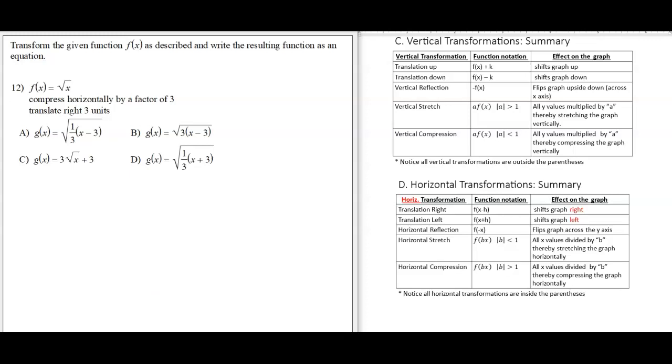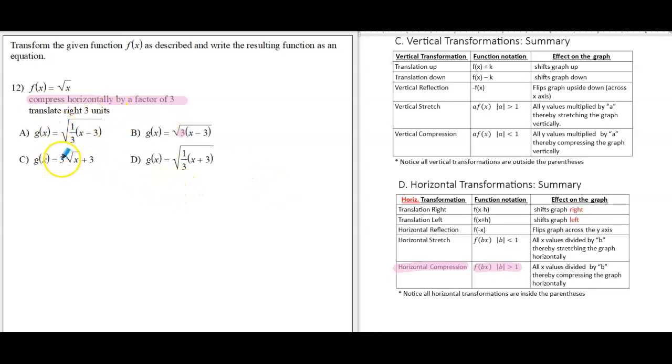This will be the last one I do with you, and I'll let you practice a couple of these. So for this one, we want to look for a compression horizontally. A compression horizontally, and that's this one. So in that case, we should have a number multiplying our x that's greater than 1. So that would be this one here. And once again, that's really the only option.